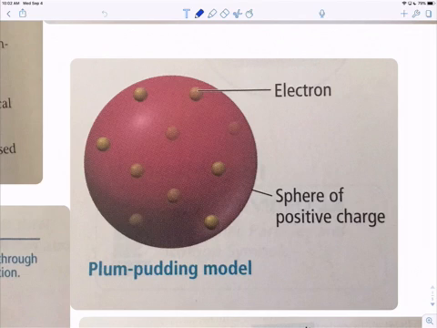So the plum pudding model, like, what the heck is plum pudding? It'd be better if we called it the blueberry muffin model. So imagine a blueberry muffin is mostly muffin with some blueberries in there, right? So the idea is an atom is like this big sphere of positive charge with these electrons floating on the inside. So kind of like a big muffin with blueberries in it. So that's the plum pudding model.